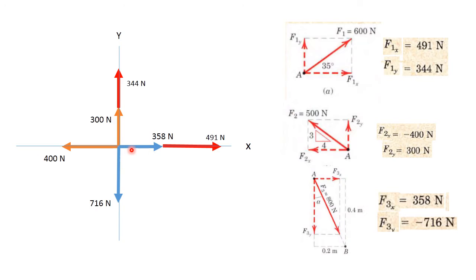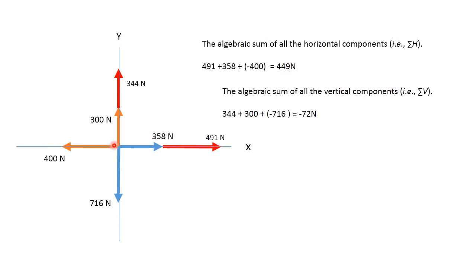Okay, so what we will do is add these three forces. We will get 491 plus 358, and as this direction is towards the negative, it should be minus 400. So we will get 449 Newton. That is the net force acting in the horizontal direction.